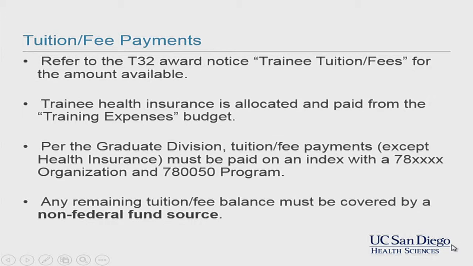The tuition and fee budget is separate from the health insurance, which is allocated under trainee-related expenses. The health insurance for graduate students is a mandatory expense. It should be paid for the trainee unless they have a health insurance waiver. And again, payments are requested through the online tool.